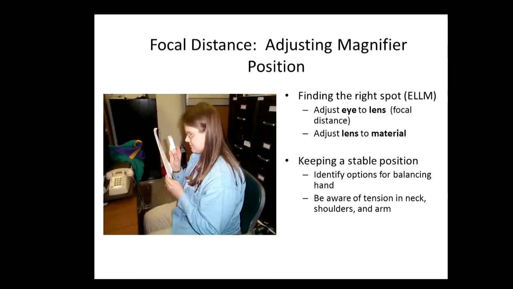So focal distance is adjusting the position of the magnifier. I think of it as finding the sweet spot. When you're holding the magnifier, there should be space between the eye and the magnifier lens, then the magnifier lens and the material. So it's holding that in where the magnifier is doing some of the work for you.